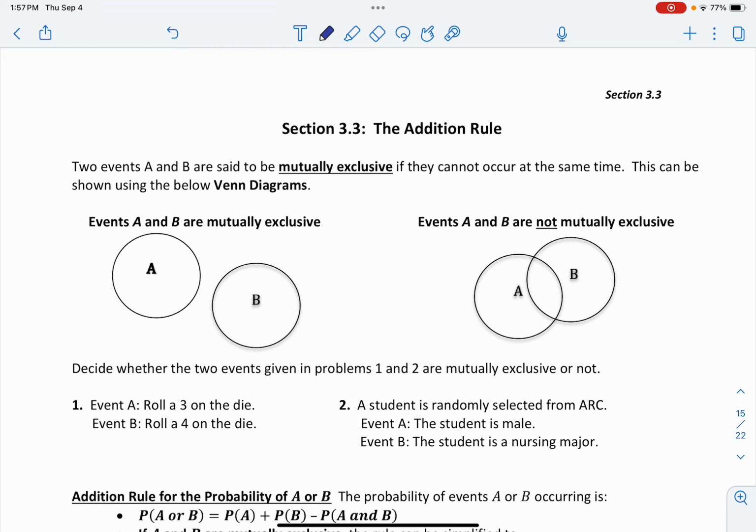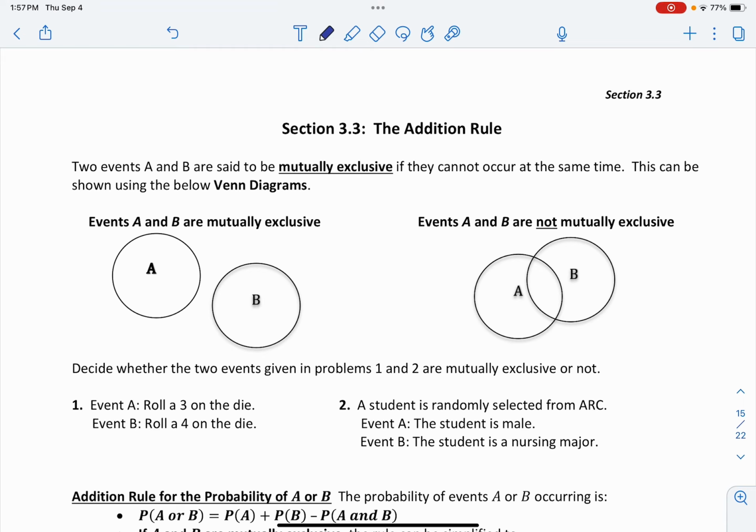Some examples of that. Let's suppose we roll a six-sided die. Event A is rolling a 3, event B is rolling a 4. And notice there's no possible way that that could happen on the same roll. So that would be what's called mutually exclusive.